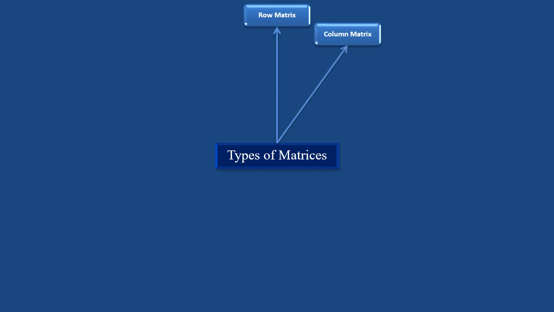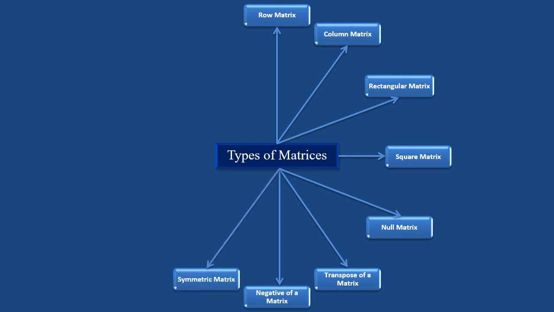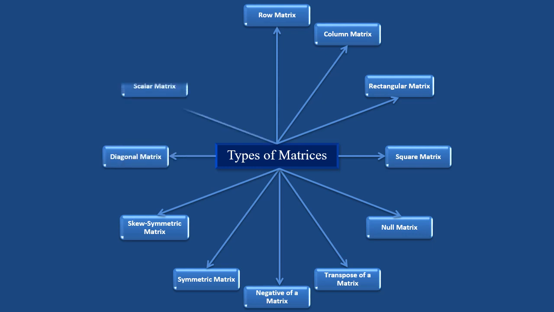Today's topic is types of matrices. In your textbook, 12 different types of matrices have been discussed. That is, row matrix, column matrix, rectangular matrix, square matrix, null matrix, transpose of a matrix, negative of a matrix, symmetric matrix, skew symmetric matrix, diagonal matrix, scalar matrix, and identity matrix. In today's lecture, we'll study them in detail.